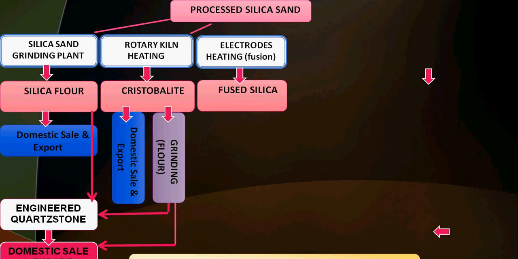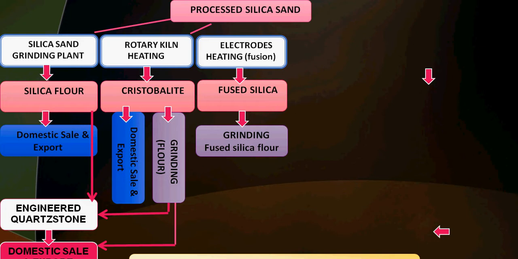On the right hand side, this fused silica is produced from very high quality silica sand, where the silica sand is 99.8% or better quality. So this fused silica is a glass which is high silica glass. So what do we do with this? Once fused silica is made, it is finely ground, and we produce fused silica flour. Now again, you must be wondering, what is the main difference between the fused silica flour and the silica flour?